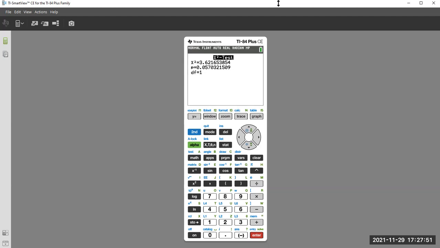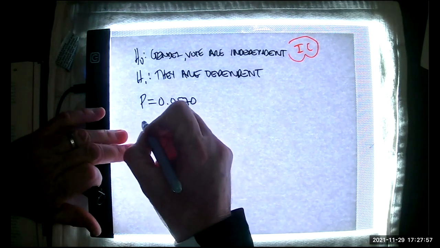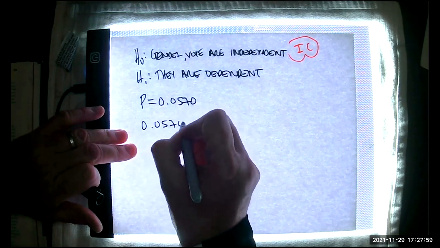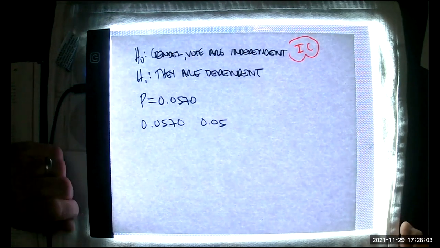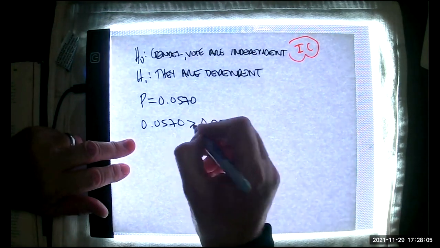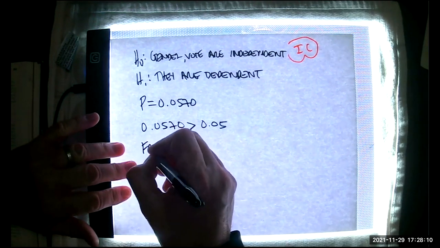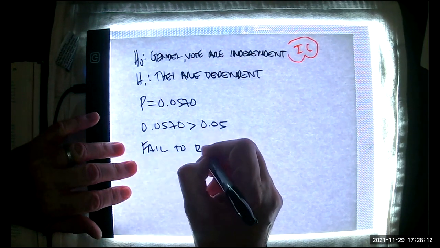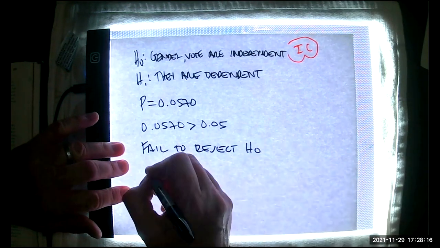Let me stop my sharing. So p equals 0.0570. I'm going to compare that to my level of significance. I didn't state one, but I'll use 0.05. And we're just a bit bigger than that level of significance. So we will fail to reject the null hypothesis.